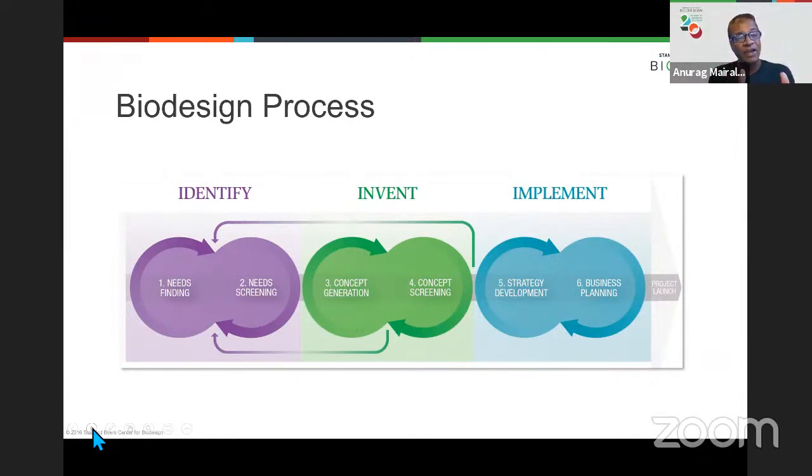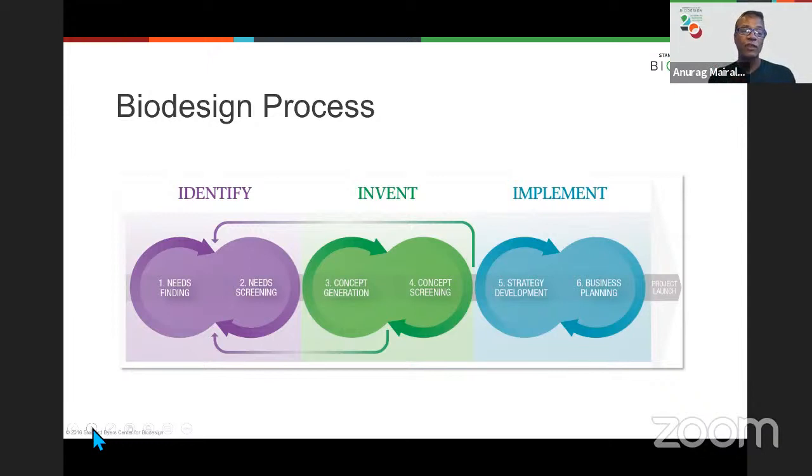But if your identify part is not right, your implement part could not only be very long, it could be pretty troublesome and suboptimal basically, and you could actually fail there, right? The second thing I want to point out here is that you see a lot of cycles going on within each of these stages.